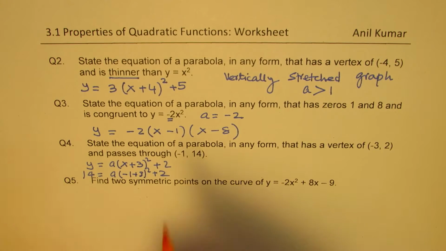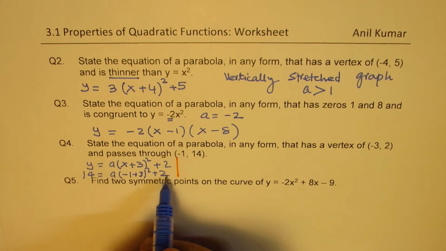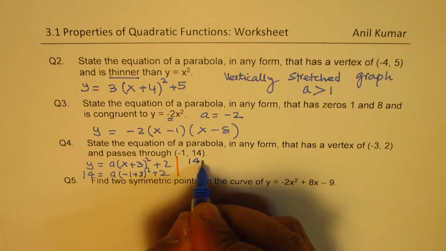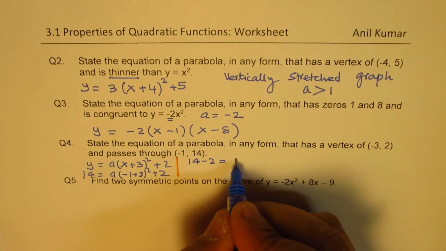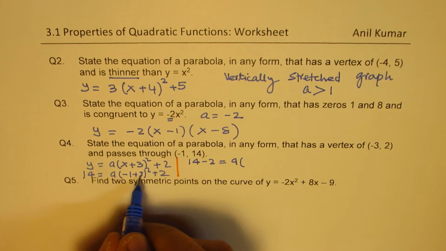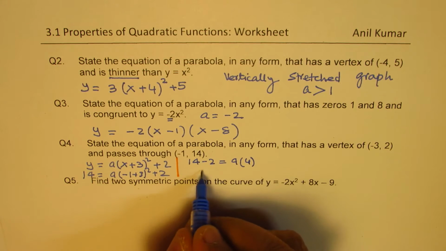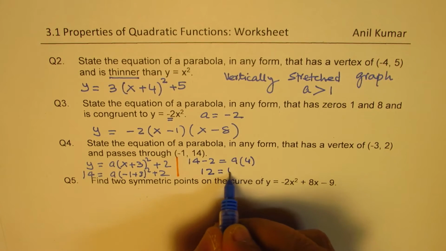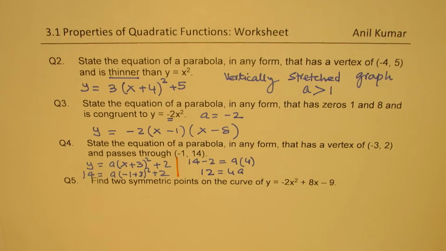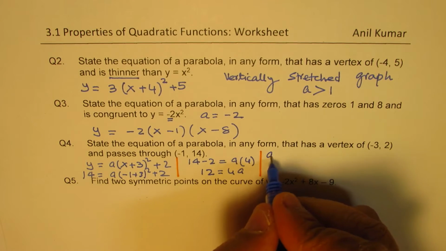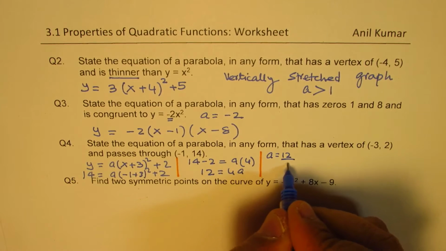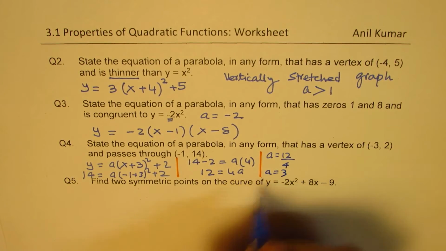So let's continue. Let's bring this 2 on this side. So we have 14 minus 2 equals a times (minus 1 plus 3) is 2. 2 square is 4, 4a, right? 14 minus 2 is 12 equals 4a. And that gives you the value of a as 3, right? So we get a equals 12 over 4, so that means a equals 3.